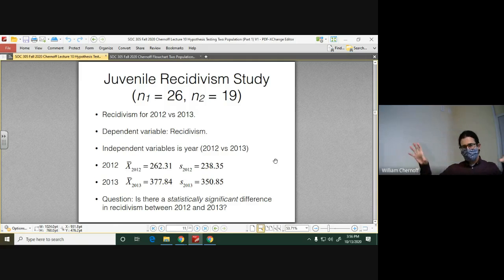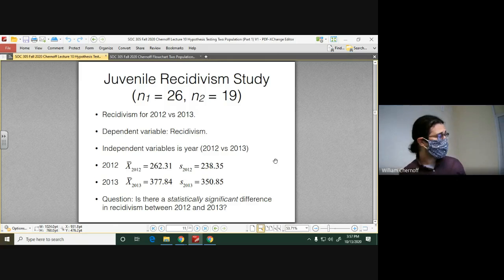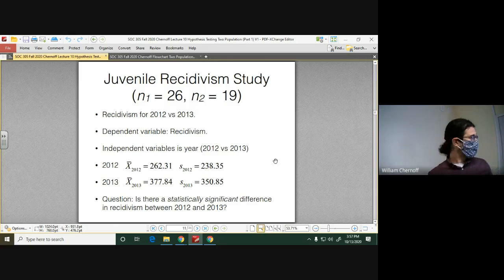So what we can do is we can look at these as two populations. All the recidivating youth in 2012, all the recidivating youth in 2013. We can go to the 2012 population, take a random sample. We can go to the 2013 population, take another random sample. For each population, we can calculate its own sample mean. So here for 2012, we get a sample mean of 262 days, roughly. And for 2013, we get a sample mean of 377 days, roughly.